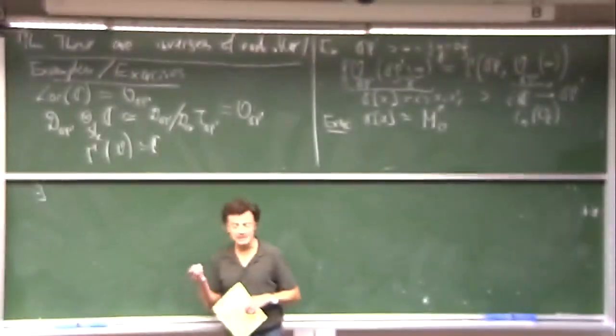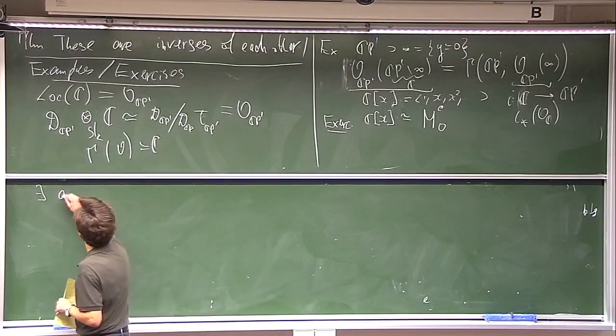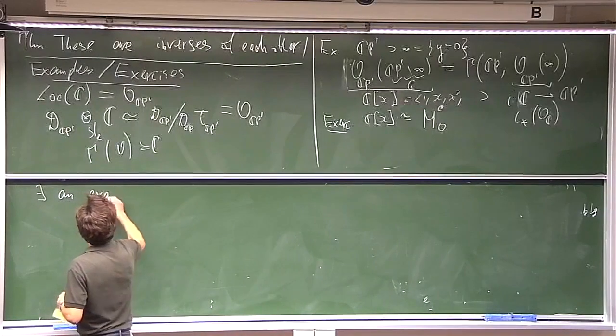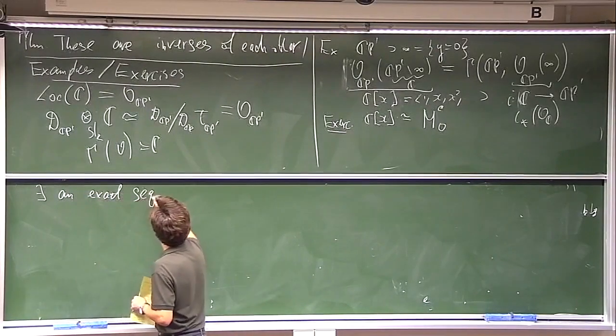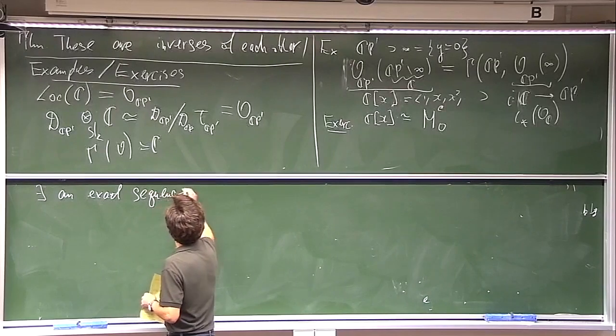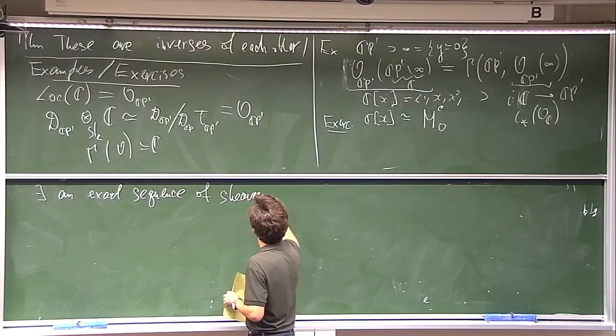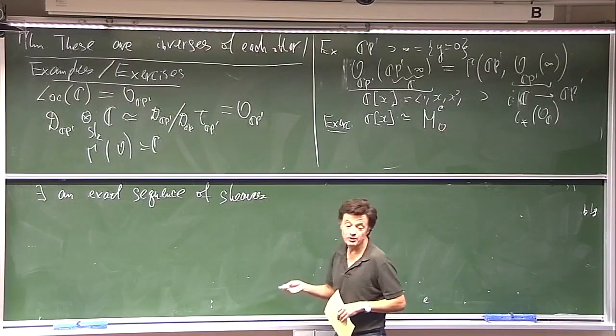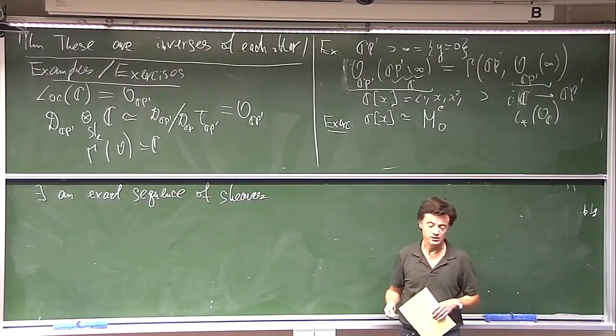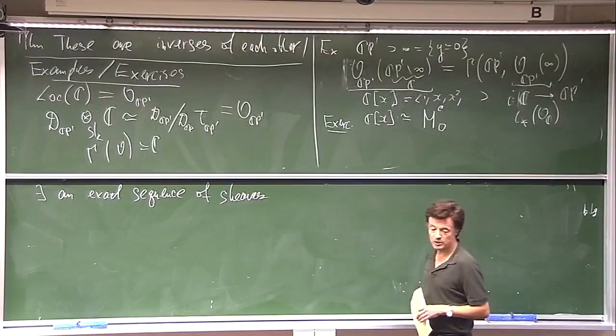Common sense immediately tells one that there is an exact sequence of sheaves. Actually of D modules. I will show you that these are, it's the D module that we've just considered.